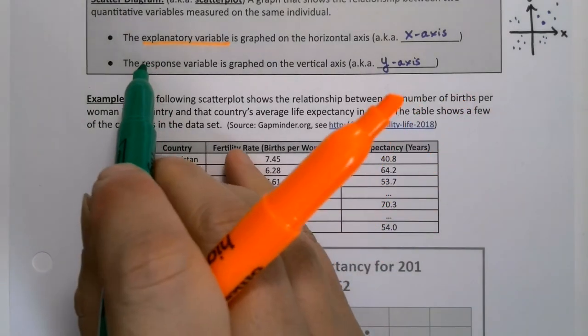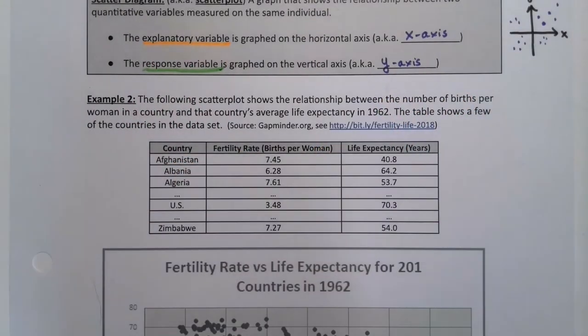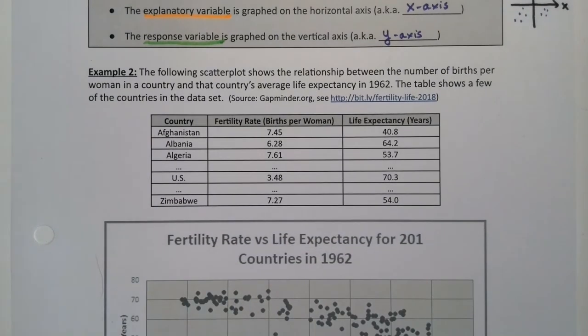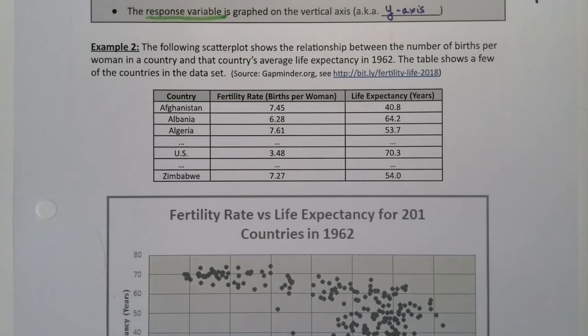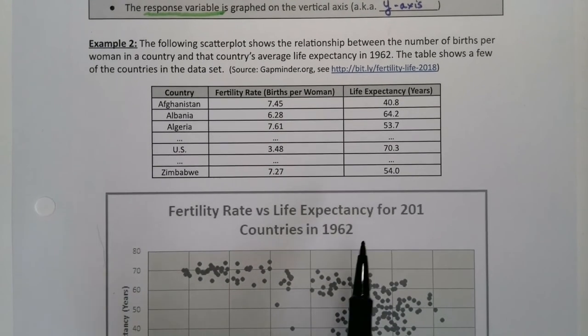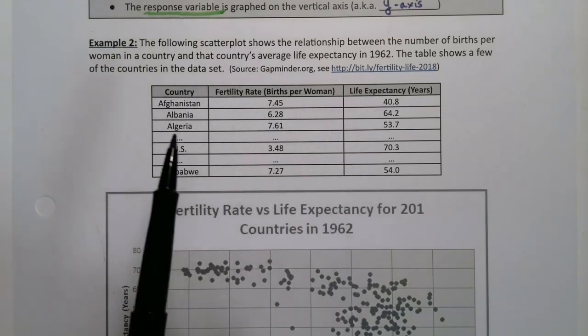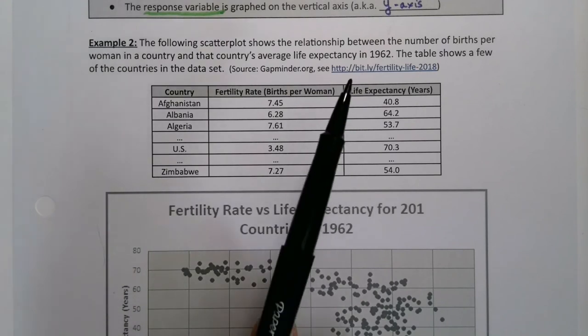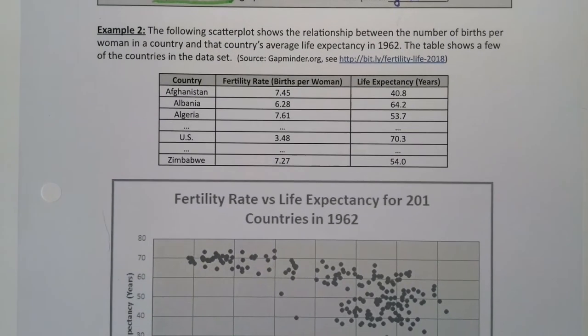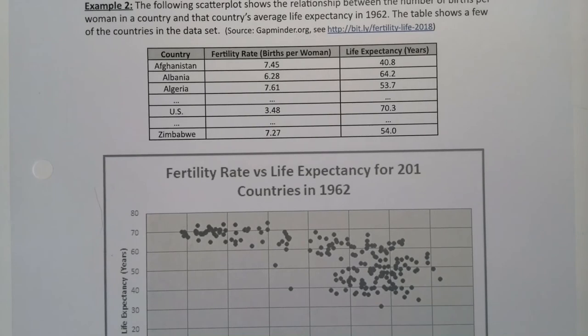Now the following scatter plot shows the relationship between the number of births per woman in a country and that country's average life expectancy in 1962. And the table just shows a few of the countries. Obviously, there are a whole bunch of countries. As a matter of fact, by last count, there were 201 countries in 1962. And so you're just seeing a few of them. They were in alphabetical order, and I got these from gapminder.org, which is an amazing website for data.